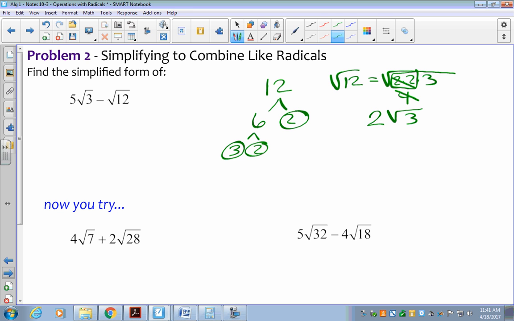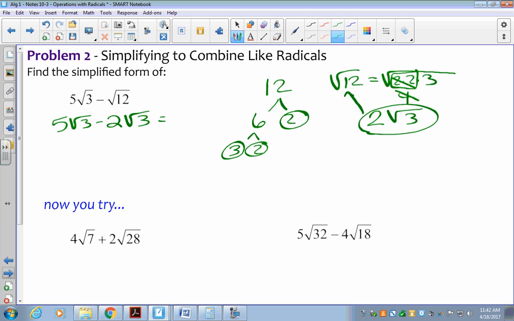And I have 3 left underneath the square root. So the factor of 12 was 4. The square root of 4 is 2. I've moved the 2 out front, and I'm left with 3 underneath the radical. So my new radical is 5 root 3 minus, instead of root 12, it's going to be 2 root 3.